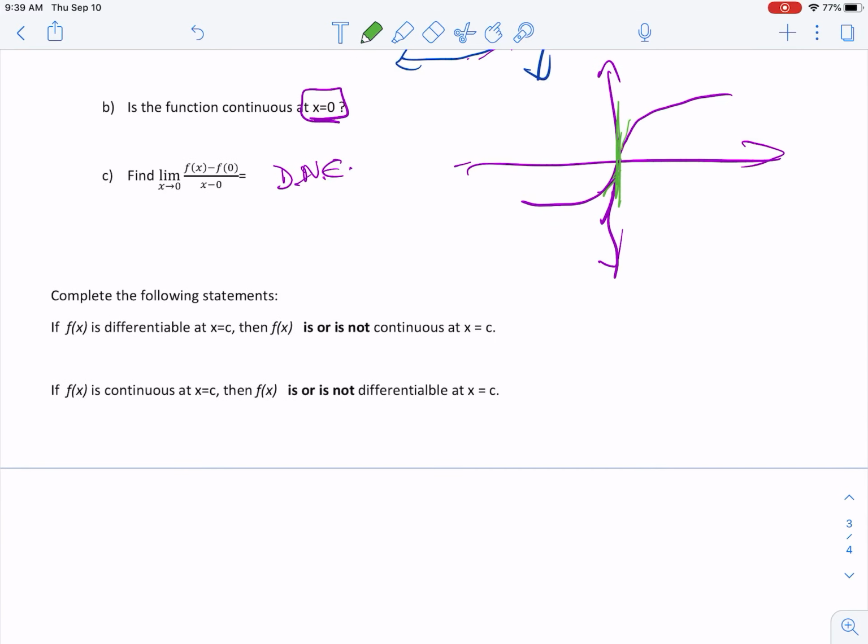So if f of x is differentiable at c, then it's continuous. It has to be. If it's continuous at c, it may or may not be differentiable. May or may not. Okay. Stay tuned. We'll start part 3 when I pull up the next slide.